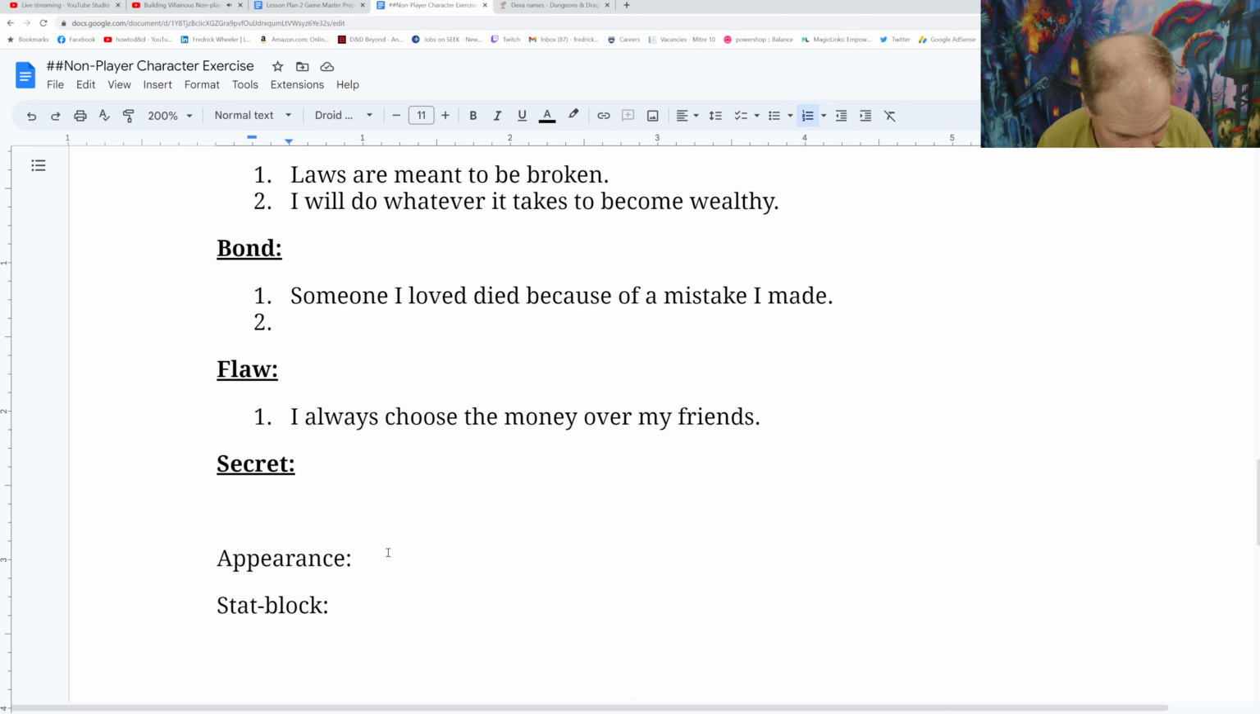Roll percent dice for a secret. Let's see what you get. That's not really a secret, Damon. It's not really a secret. I mean, I know you're going with this. It probably is a secret, but it's not really a secret. We can do better than that. We can do better than I am the bad guy. Let me read these out while you're rolling dice.